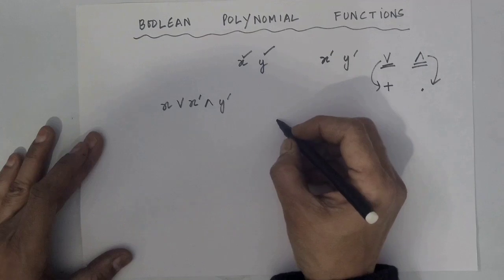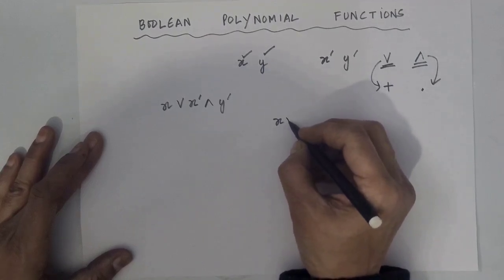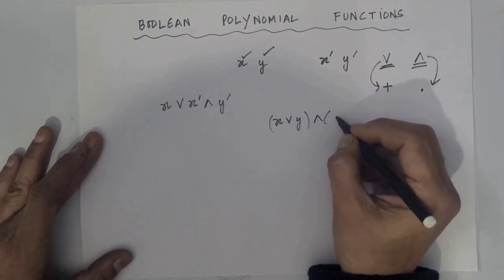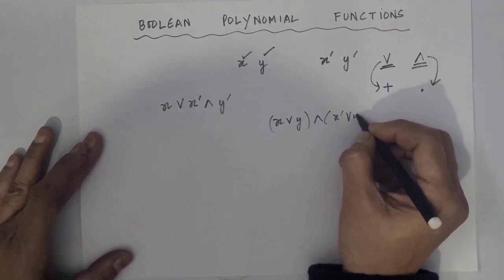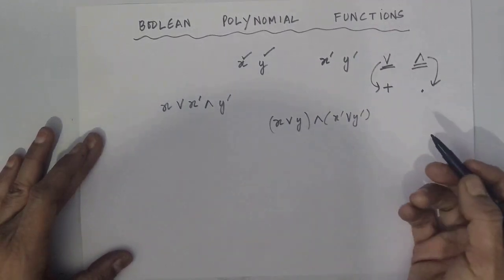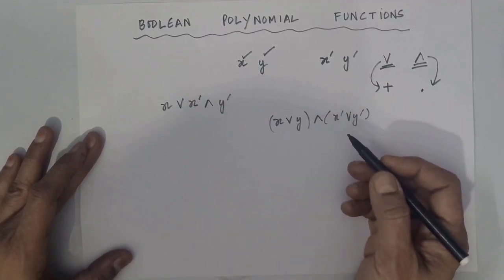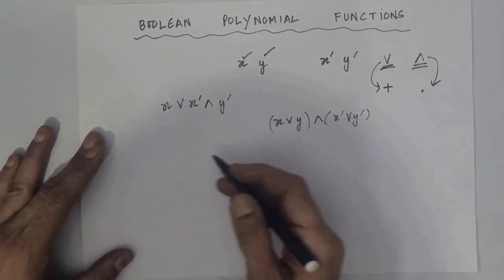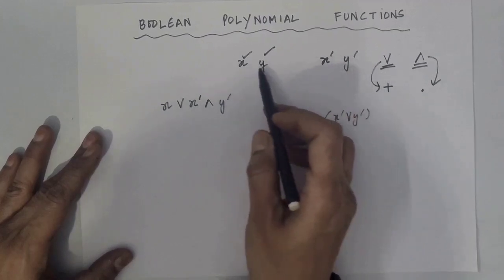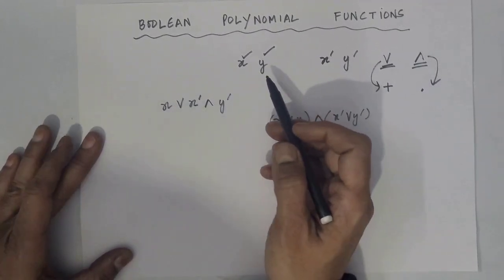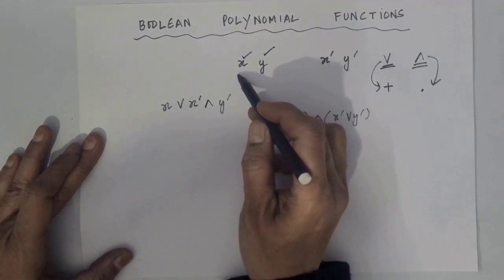Then again you can have another Boolean polynomial, let's say x join y, and then you can put this in bracket and then meet x dash join y dash, something like this. So this is again a Boolean polynomial in two variables or two unknowns or two symbols x and y. So likewise, the way we have considered a Boolean polynomial for two variables, similarly we can consider a Boolean polynomial for three variables.